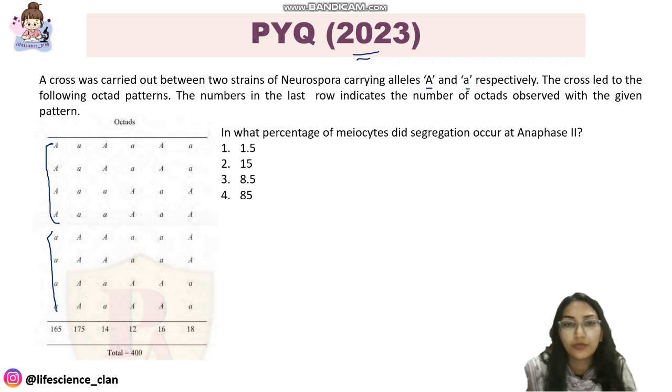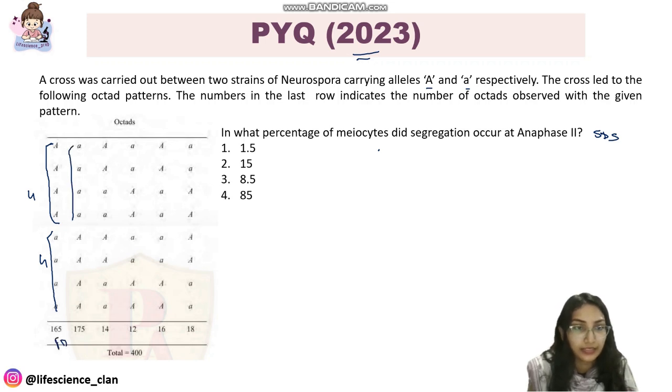So what is our question? In what percentage of myocytes did segregation occur at anaphase 2? So we have to find out in what percentage of these we are getting the SDS pattern. So again we are going to find out which is the SDS in this. So here in this case our ratio is 4:4. So this became FDS. Again here we have ratio 4:4. This also became FDS.